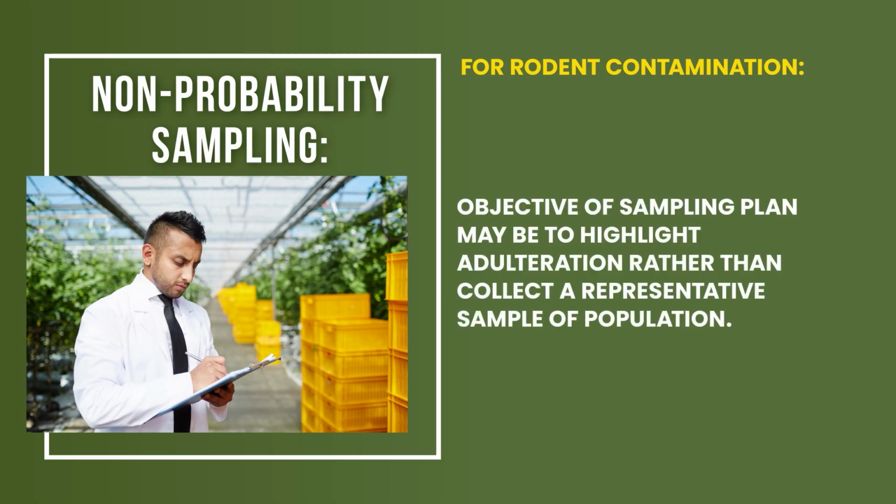So for example, rodent contamination in food products. The objective of sampling is not to have a representative sample of the population, but the idea is to have the sample which is actually affected, which is actually contaminated, because that is what we are going to check. We are not going to check how much is the total rodent contamination in the total lot. No, we have to find out which portion is affected.